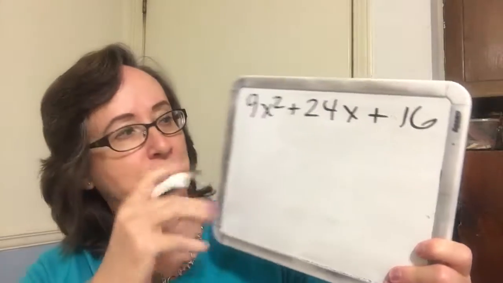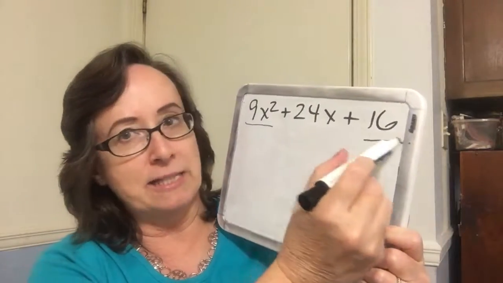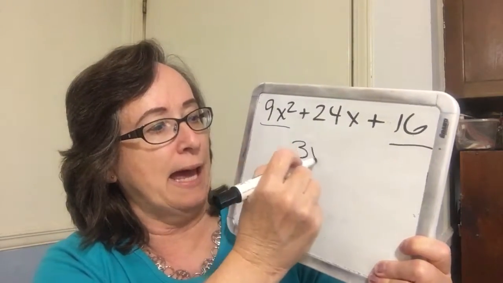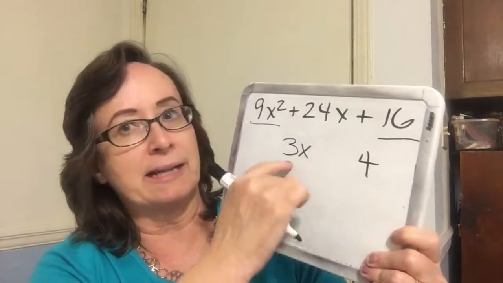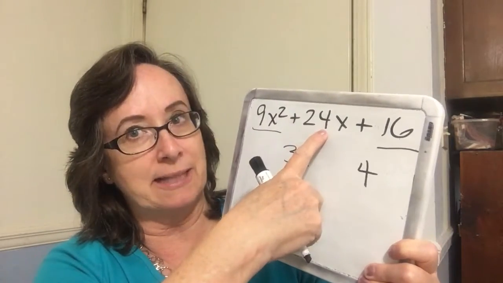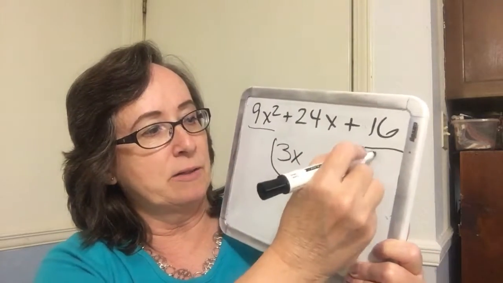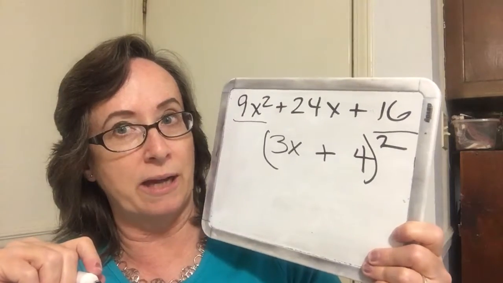Okay, now we check this one. The first term is a perfect square. The last term is a perfect square. The square root of this one is 3x. The square root of this one is 4. The product is 12x. Doubled does give me 24. So my binomial's factors are 3x plus 4, quantity squared.